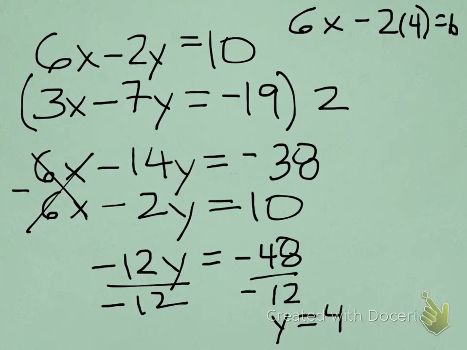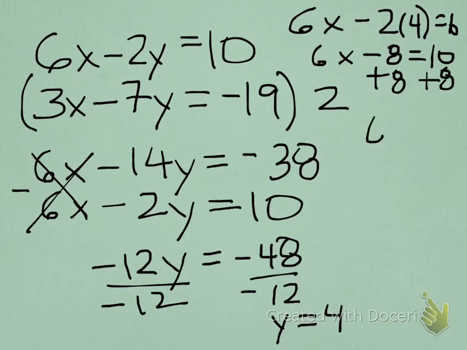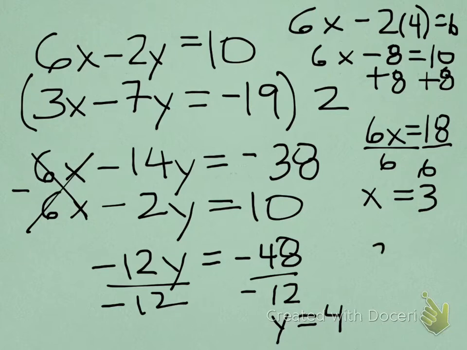And I solve for x. So 6x minus 8 equals 10. Add 8. And then divide by 6. So x would be 3. And we'd write our answer 3, 4. And we're going to do this a few more times.